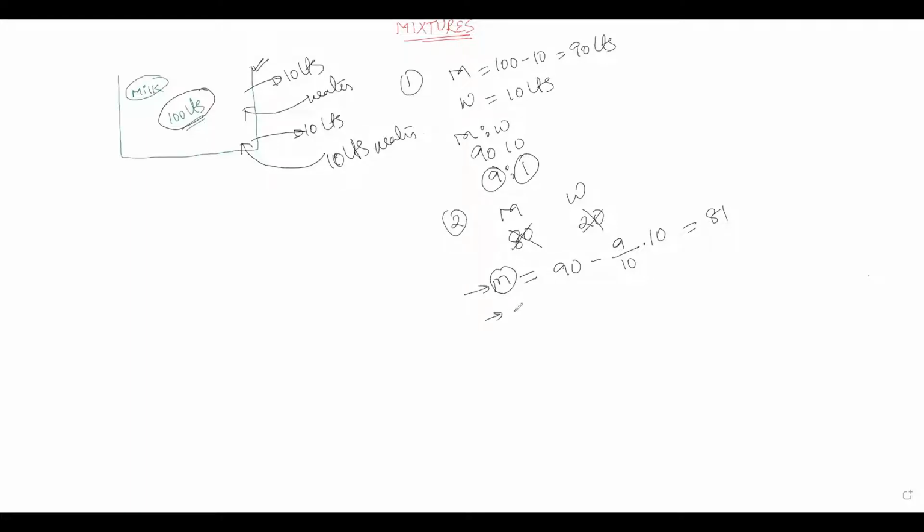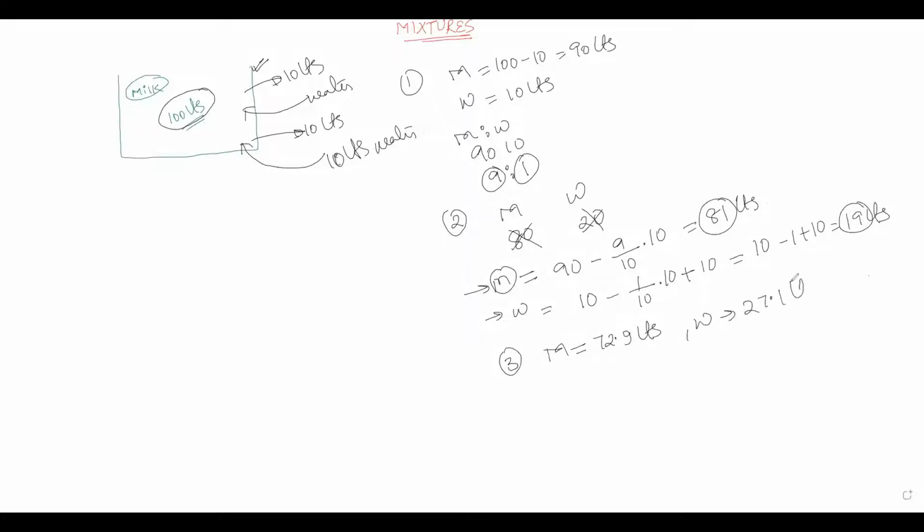So this would be 90 minus 9, that would be 81 liters. In a similar way, the quantity of water left in the vessel would be 10 minus 1/(9+1) of 10, plus 10 because I'm adding 10 liters of water to it. So this would be 10 minus 1 plus 10, that would be 19 liters. So after the second operation, the quantity of milk would be 81 liters and the quantity of water would be 19 liters. If I repeat this operation for the third time, in a similar way, the quantity of milk would be 72.9 liters and the quantity of water would be 27.1 liters.